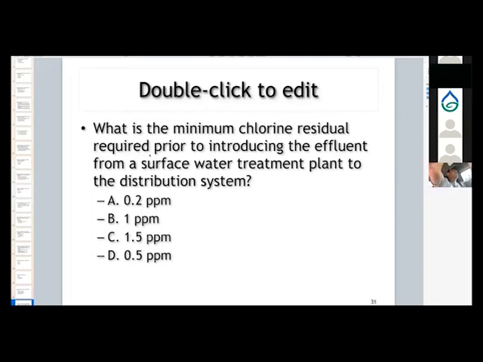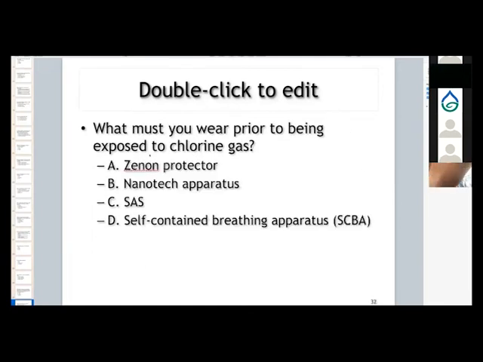What must you wear prior to being exposed to chlorine gas? A, xenon protector, B, nanotech apparatus, C, SAS, or D, a self-contained breathing apparatus? The answer is D, SCBA. So, SCBA.